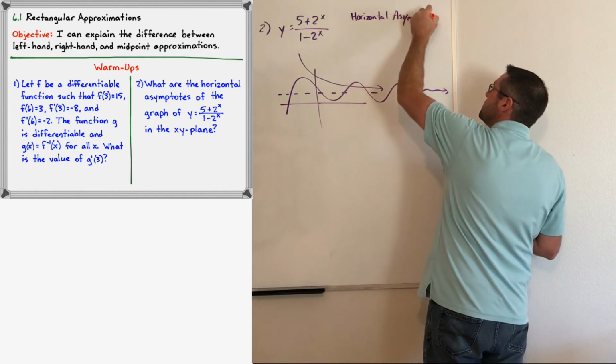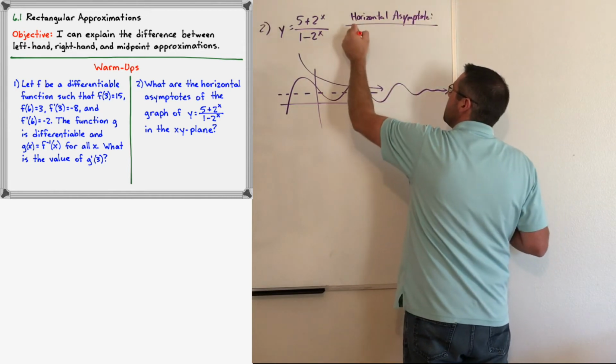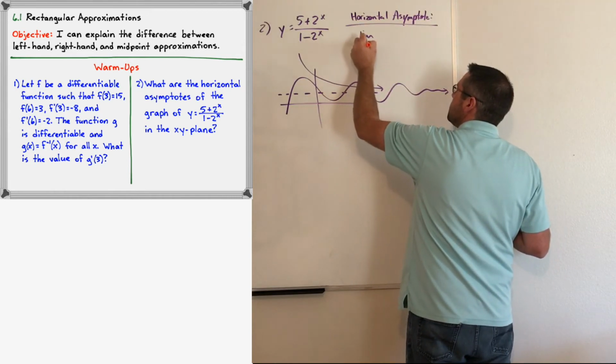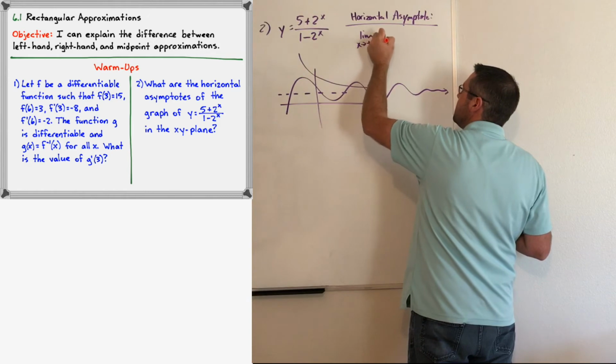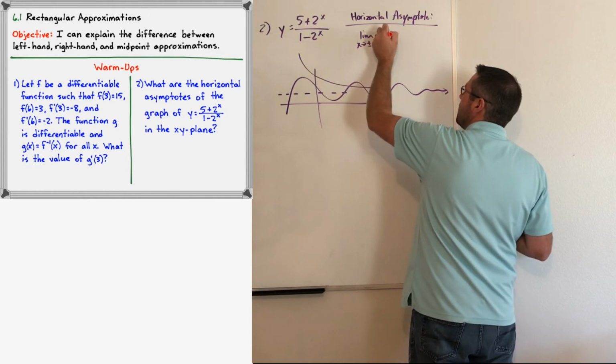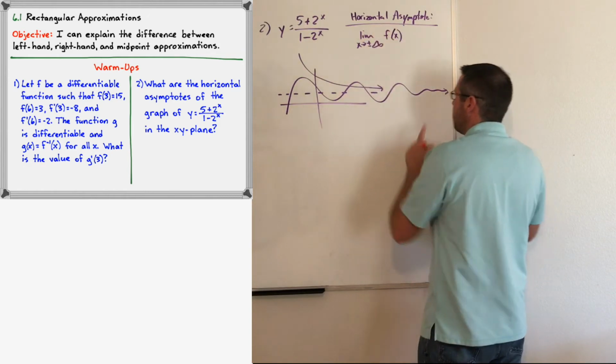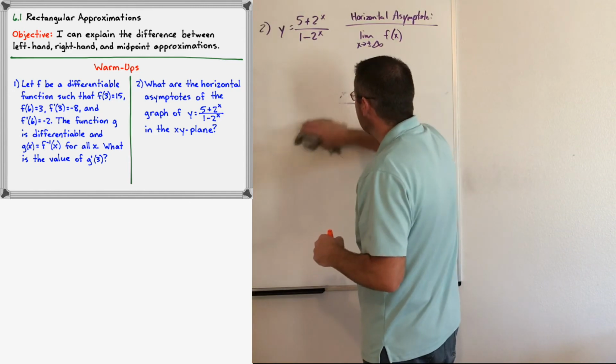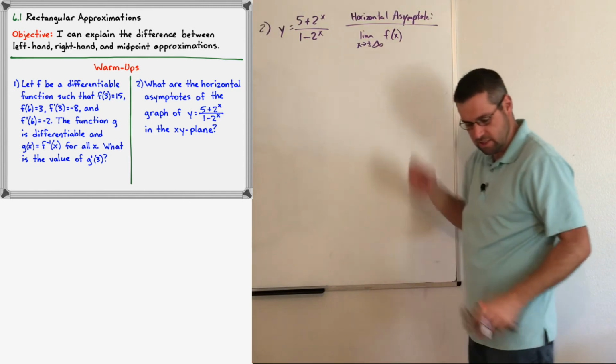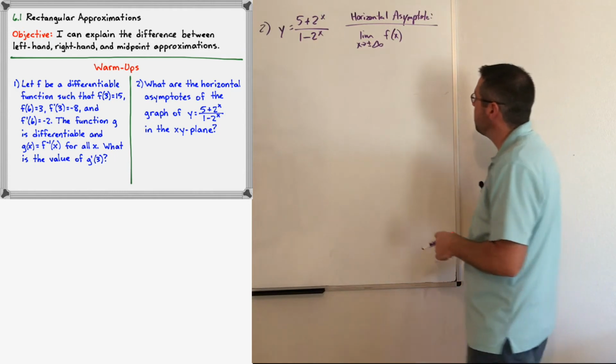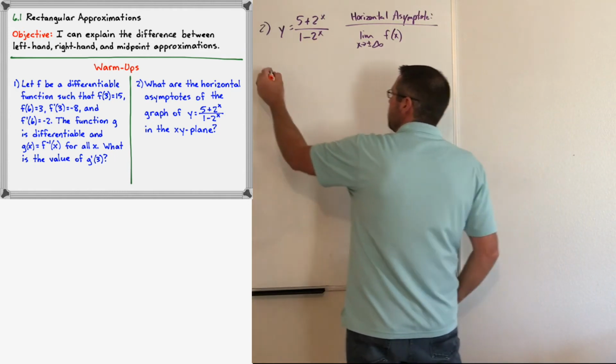A horizontal asymptote, by definition, is the limit as x approaches plus or minus infinity of f of x, if f of x was the defined function here. So really all we have to do is figure out the limit as x approaches infinity and negative infinity. So let's go ahead and evaluate that.